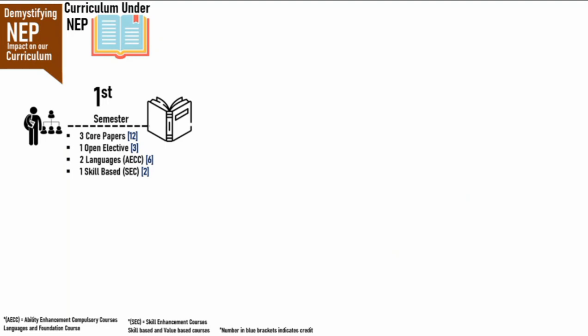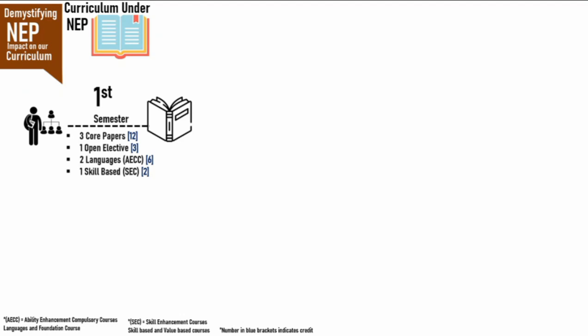Now, this is how the flow happens in the first semester when the student joins, especially for all the first year teachers who are teaching, or probably the mentors. This is how you have to put it across to your students. So they have 3 core papers, but if you look at our existing syllabus, we have 4. But here in NEP, we have only 3 core papers. That means 12 credits. The number in the brackets indicates the number of credits.